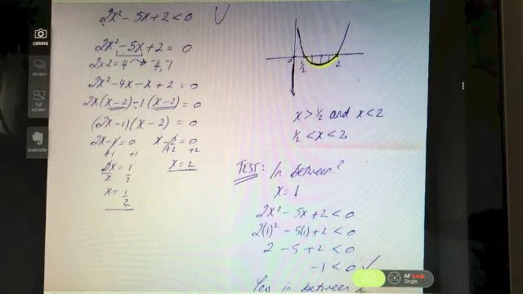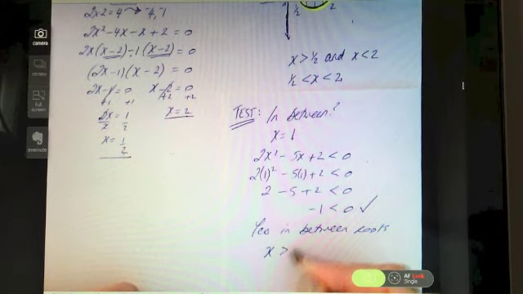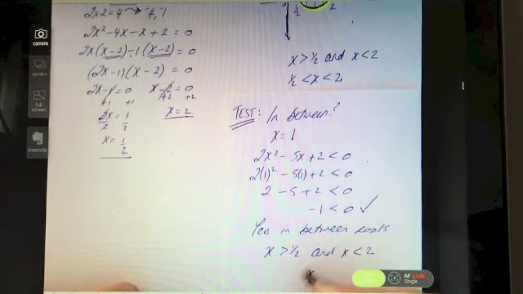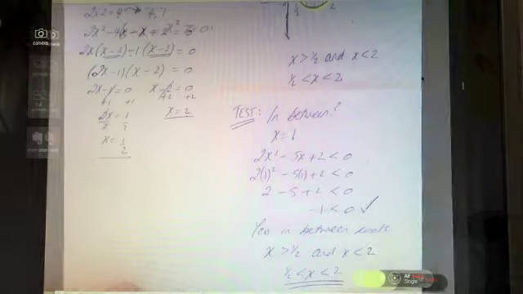It's in between the roots. So make sure you state what that is. That is then obviously x is greater than 1/2 and x is less than 2. Or in other words, greater than 1/2 or less than 2 in between the roots.